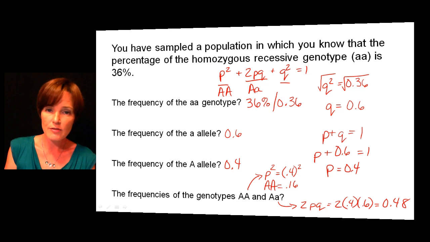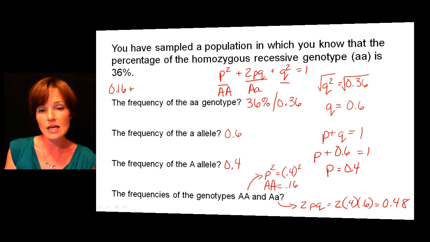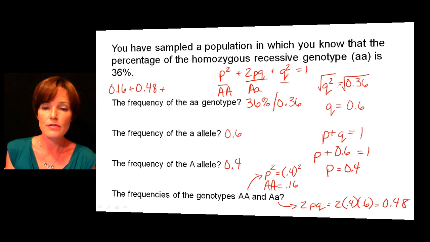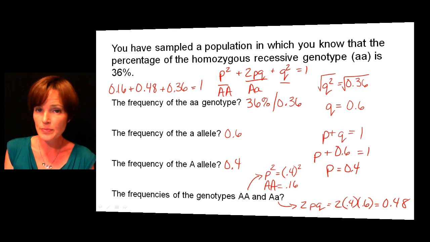The frequency of big A was 0.16. The frequency of the heterozygous ones we saw to be 0.48. And then the frequency of the little a was 0.36. So when you add all of those together, it is going to come out to 1. So that's just one way to double check our math, make sure we did everything correctly.